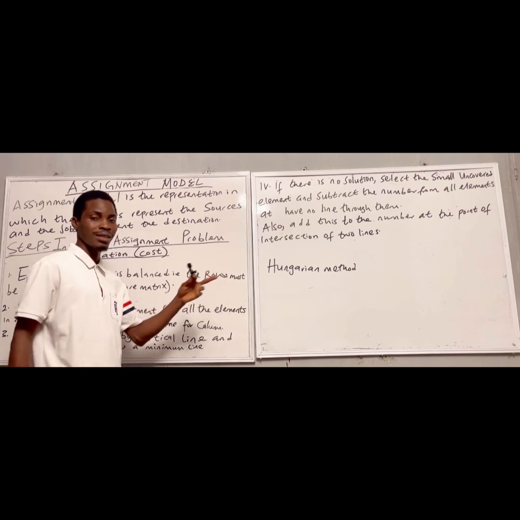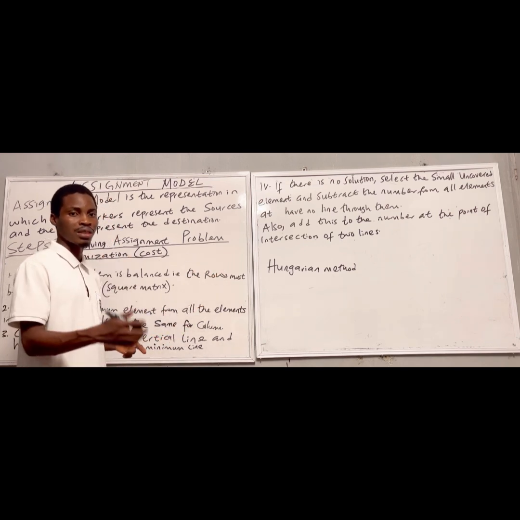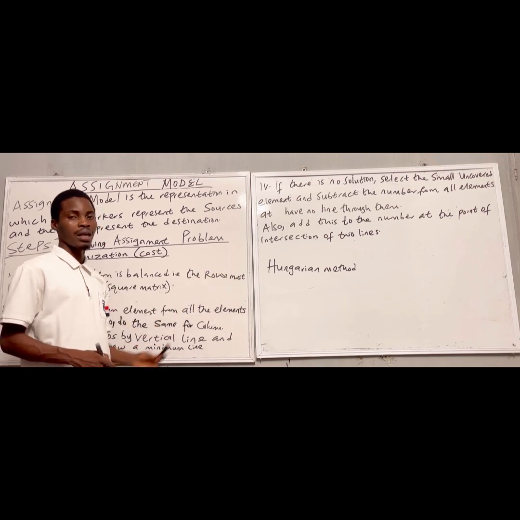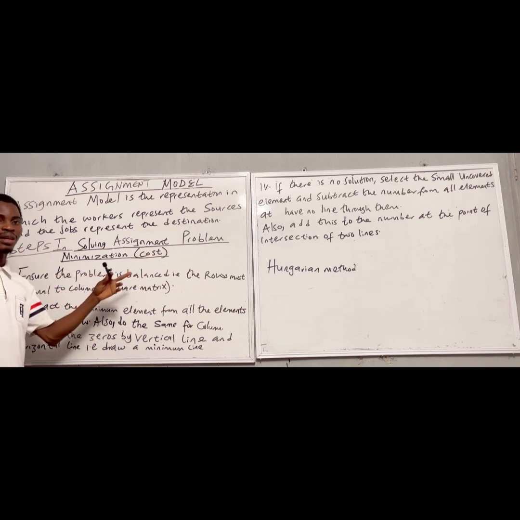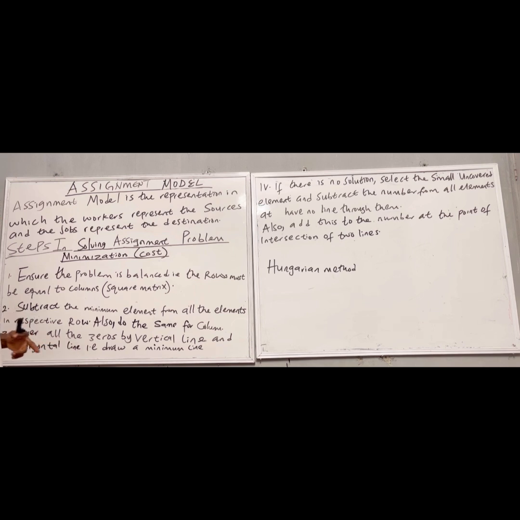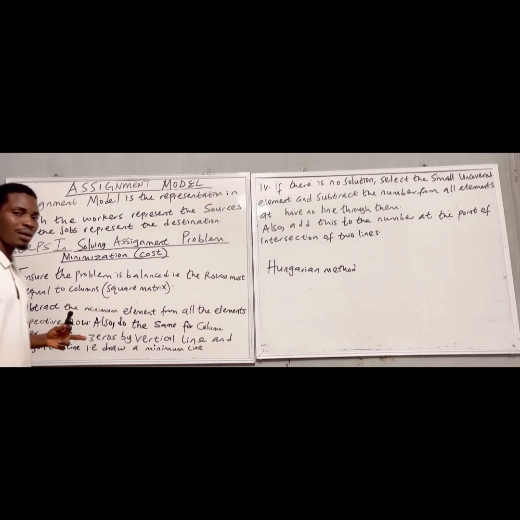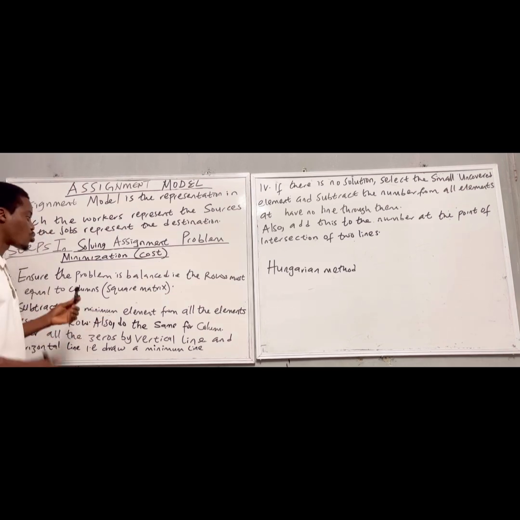So what are the steps to consider when using the Hungarian method to solve it? Our first step is the steps in solving an assignment problem, for minimization of cost. When you have minimization, you minimize cost, and when you have maximization, you maximize profit. First, ensure the problem is balanced, that is, the row must be equal to the column. That's a square matrix. Remember that I said before, when you have a balanced type, the row must be equal to the column.